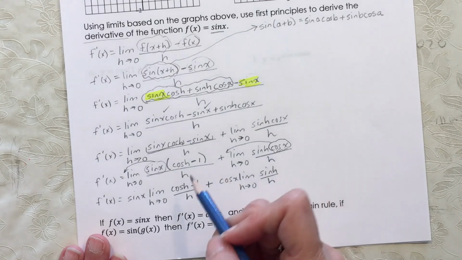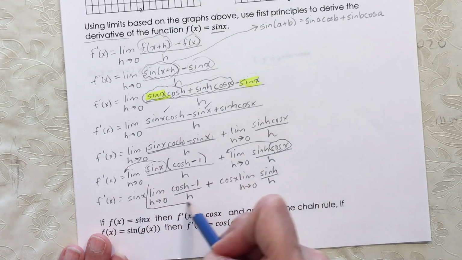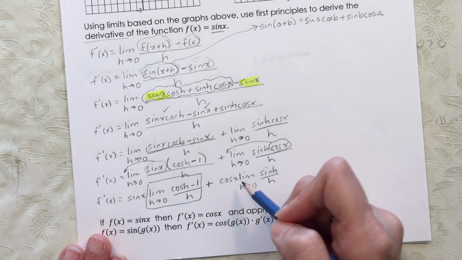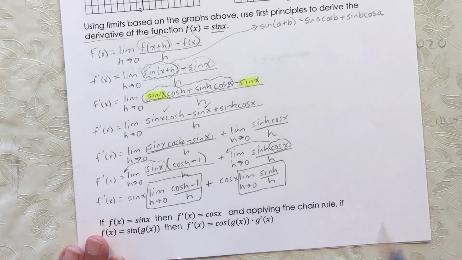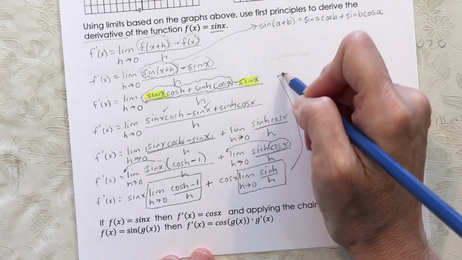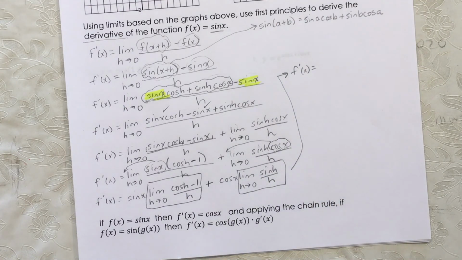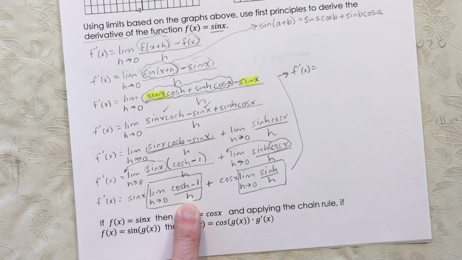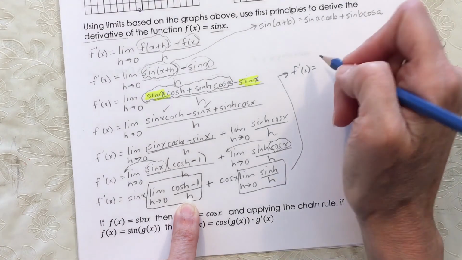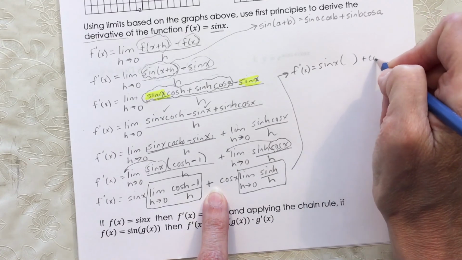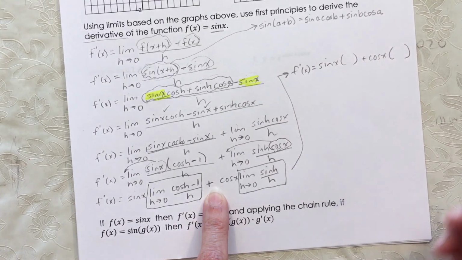So now we're at the stage where we want to know what these things are. What's the limit as h approaches 0 of cos h minus 1 over h? And what's the limit as h approaches 0 of sine h over h? And we're going to do that graphically. So we're going back to what we learned in the very first unit, how to tell a limit graphically. So we'll deal with the cos h minus 1 over h first. So that comes first. So sine x times whatever that limit turns out to be, and then plus cos x times whatever that limit turns out to be.